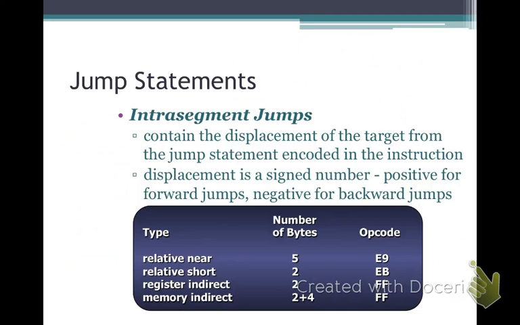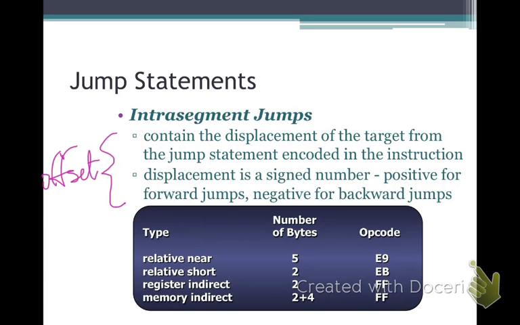For intrasegment jumps, these jumps contain the displacement of the target from the jump statement encoded in the instruction. I want you to remember this. We have some other ways when we write jump statements to indicate where we're jumping to, but when we encode them, it's going to be important to remember this, because the machine is going to calculate the offset. From where I'm at right now, where am I going? I'm going to add that offset to what's in the EIP and then replace EIP with that.